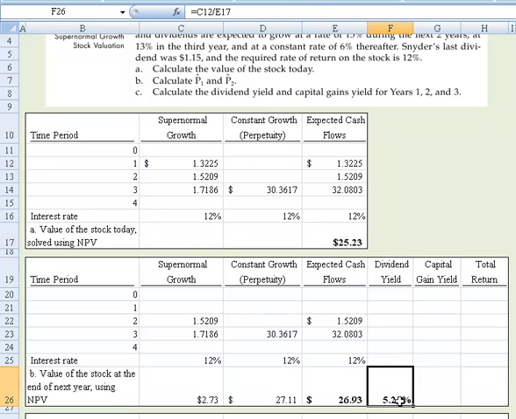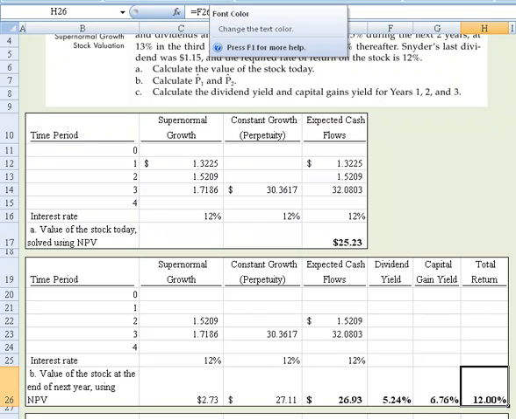To calculate the dividend yield, we take the dividend in year one and we divide it by last year's stock price, right? Keep in mind we were calculating the value today, so the dividend of the next year divided by the beginning stock price gives us the dividend yield. And then if we wanted to calculate the capital gains yield, we take the difference in the price between the 2 years divided by the beginning price. If we add those together, we equal our expected rate of return or required rate of return of 12%.